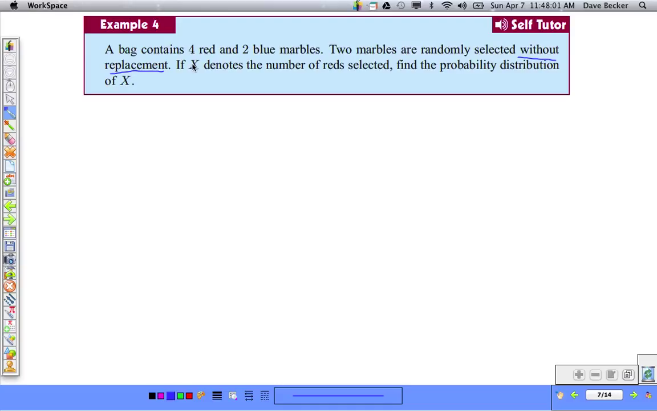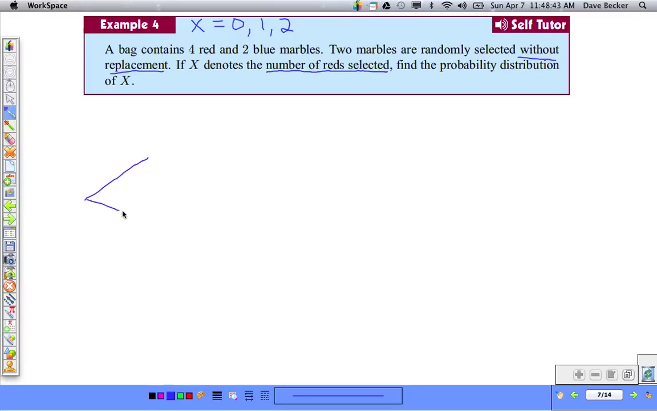If X, my random variable, denotes the number of reds selected, find the probability distribution of the random variable X. Okay. Well, what are my possibilities here? If I'm drawing 2 marbles, I could get 0 reds, 1 red, or 2 reds. And the probability distribution is the probability of each of those individual events. So that's what I'm looking for here. This is perfect for a tree diagram, so I'm going to go ahead and do that.